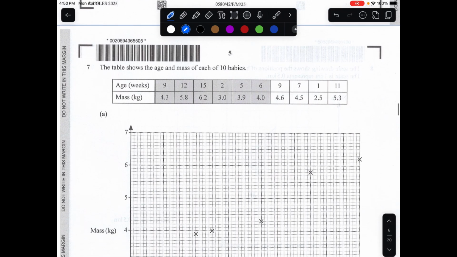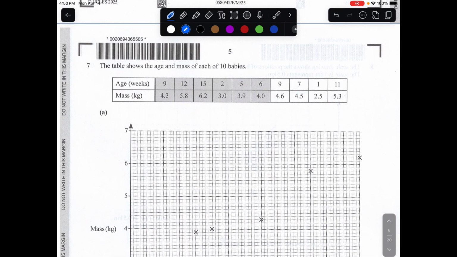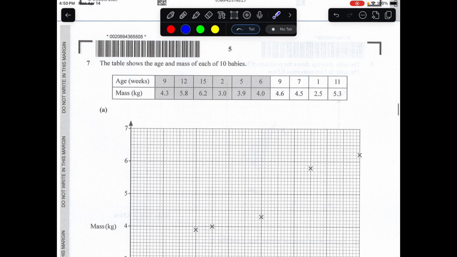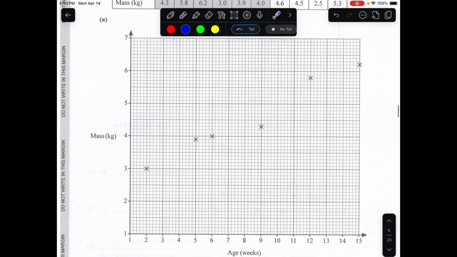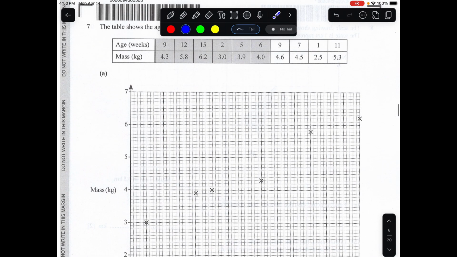Question number 7. The table shows the age and the mass of each of 10 babies. The age is given in weeks and the mass is given in kilograms. Now, part A is asking us to complete the scatter diagram. The first 6 points have been plotted for you, so we need to complete the rest. So you need to continue plotting the rest. So let's just plot those.